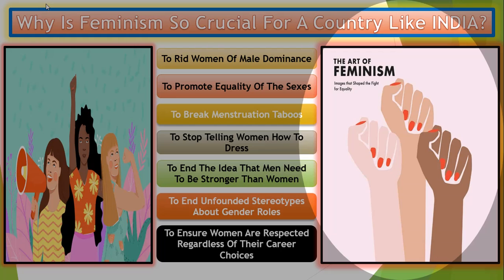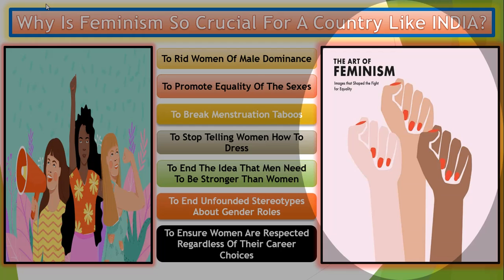Now move on to the third point, to break menstruation taboos. Now move on to the fourth point, to stop telling women how to dress. India needs feminism because girls are shunned for their choice of clothing. There have been several unreasonable instances where fatwas have been issued against female celebrities for wearing western clothes, one of them for also wearing a sari.